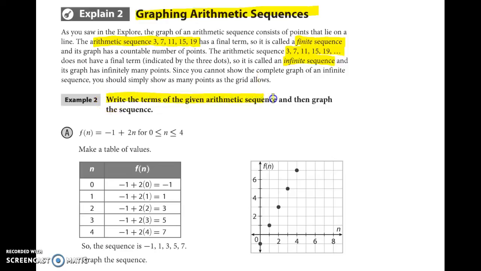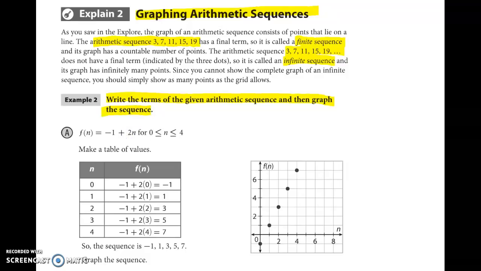It says write the terms of the given arithmetic sequence, then graph. So I see that the chart here gives us the values, but how did they get these values? Here is our rule, and this is an explicit rule. The reason I know that this is the explicit rule is because it doesn't have the first term or the 0th term indicating that it would be recursive, and it also doesn't have f of n minus 1 talking about the previous. In this explicit rule, you can take 0 and plug it in here for n. 2 times 0 is 0, minus 1 is negative 1. And that's how they got that.